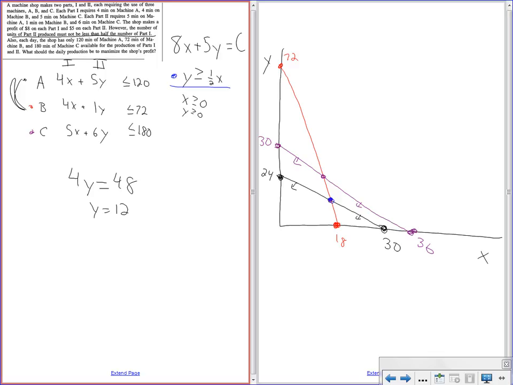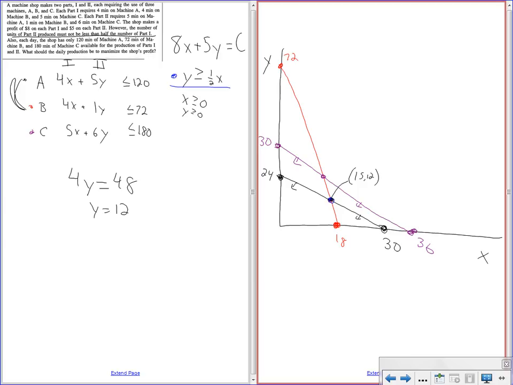Everybody okay with me shortcutting just writing it from the problem? All right. If y is 12, what's the value of x? 12 goes here. 72 minus 12 is 60. Divided by 4? 15. So right here, the ordered pair is 15, 12.